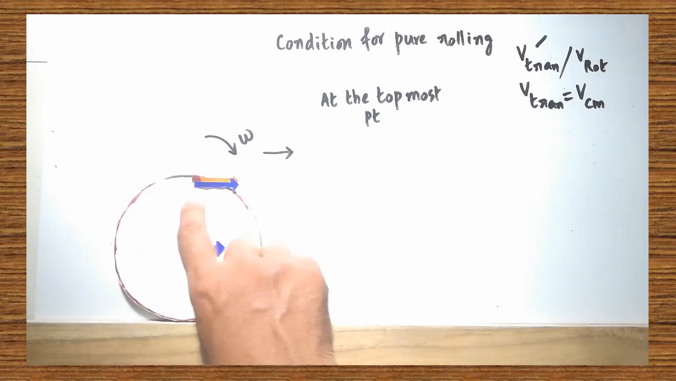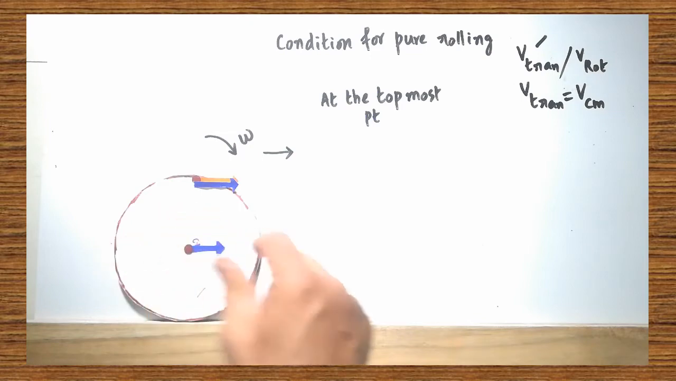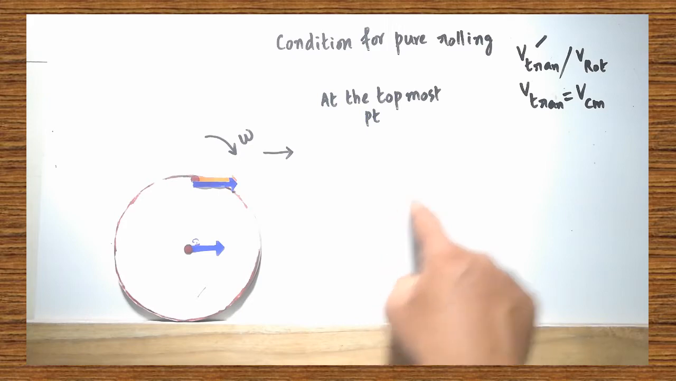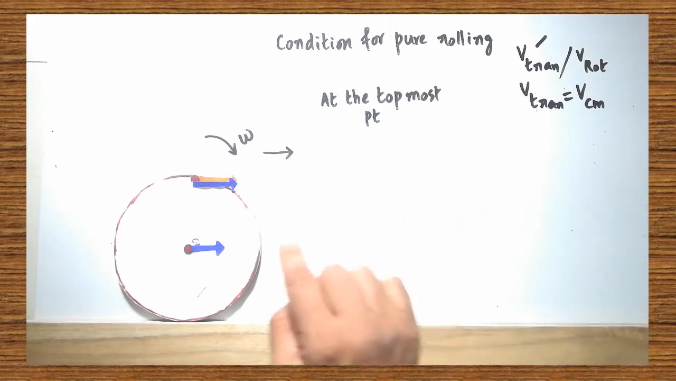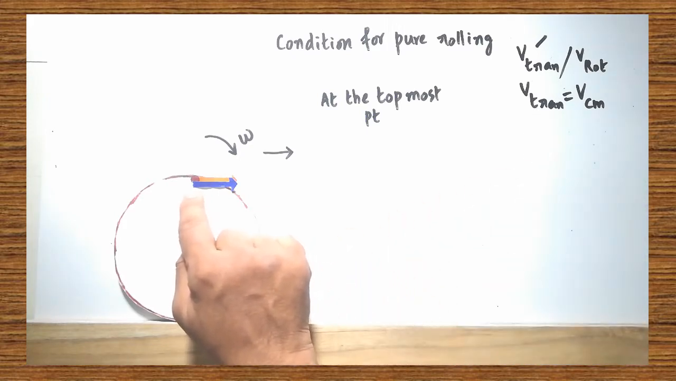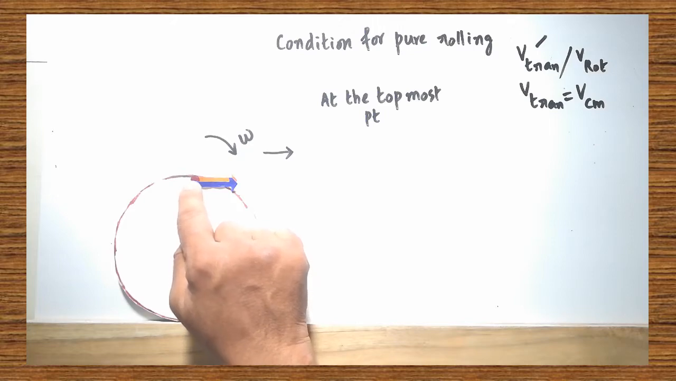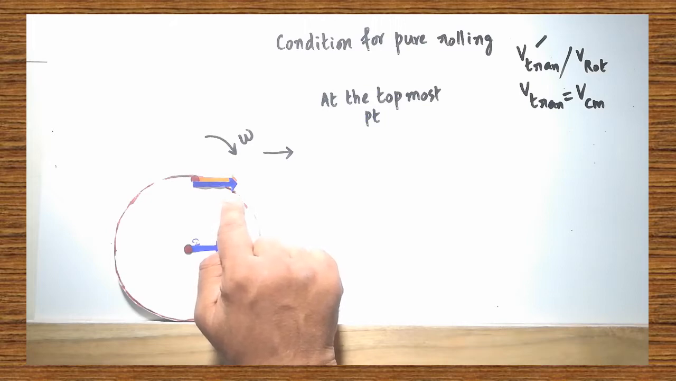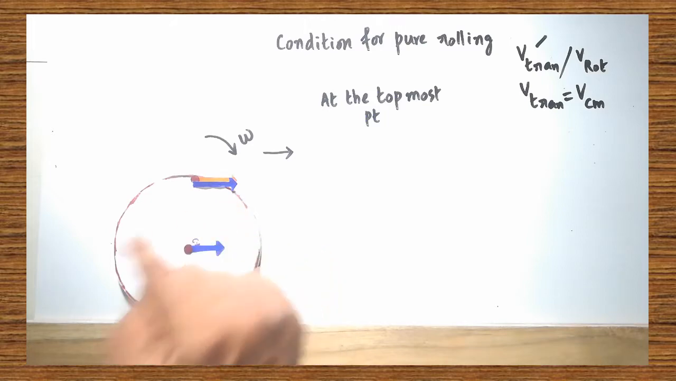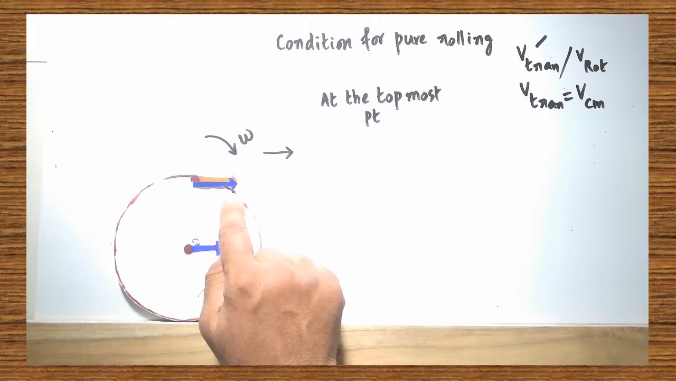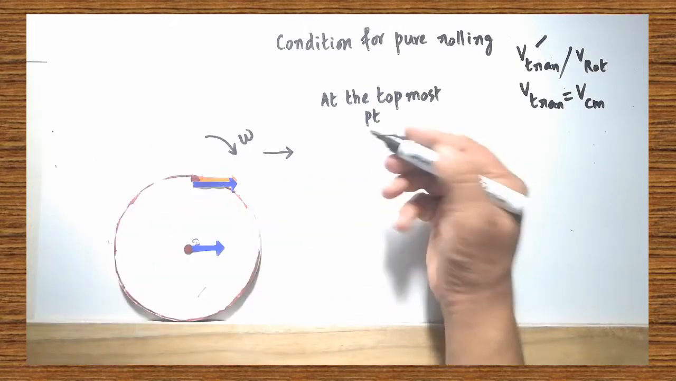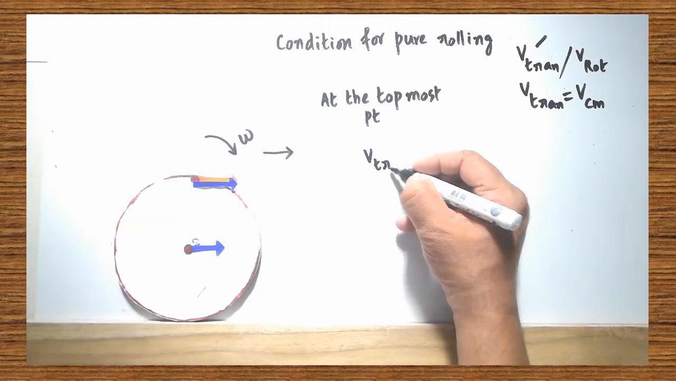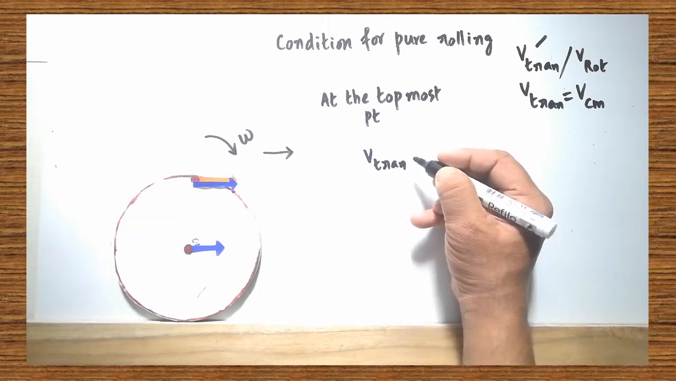When both translational motion and rotational motion take place, what will happen? Slowly the body starts to roll. It will be moving like this. Let us imagine this is the initial position. The point P is at the topmost point. Here that blue color arrowhead shows the direction of the translational velocity. Therefore, translational velocity is there for this point. So I have written V translation.